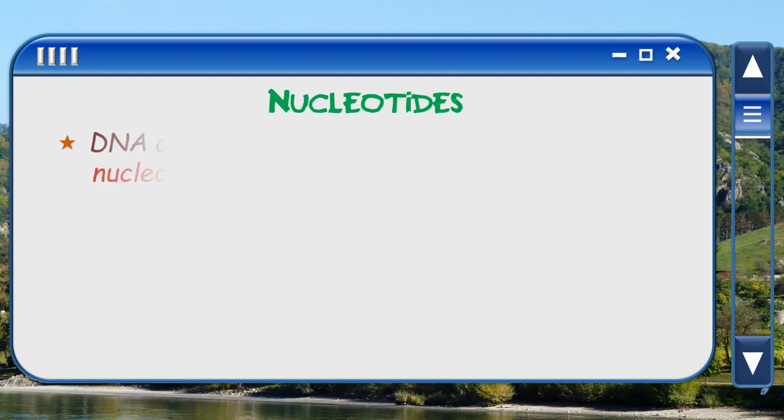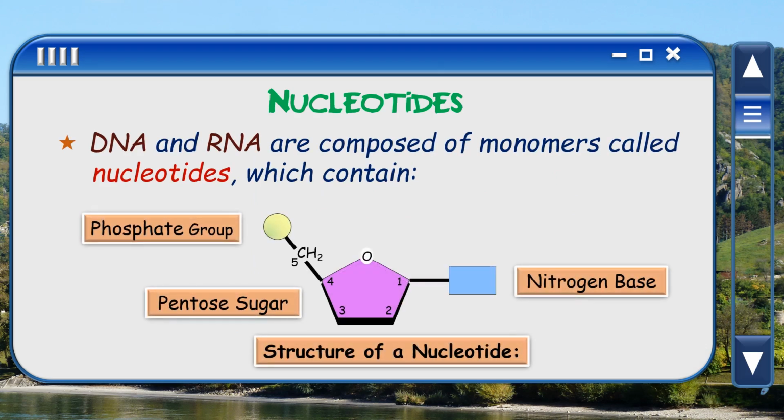Nucleotides. DNA and RNA are composed of monomers called nucleotides. Now I want us to look at this monomer here, the structure of a nucleotide.